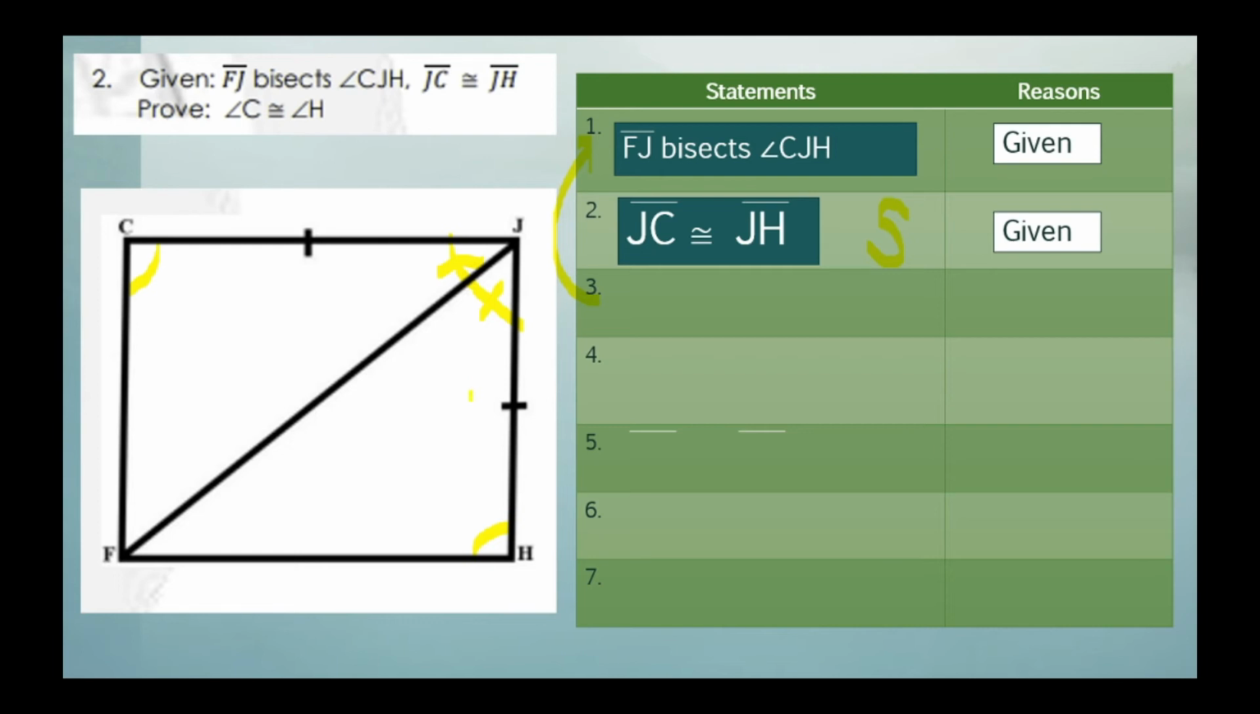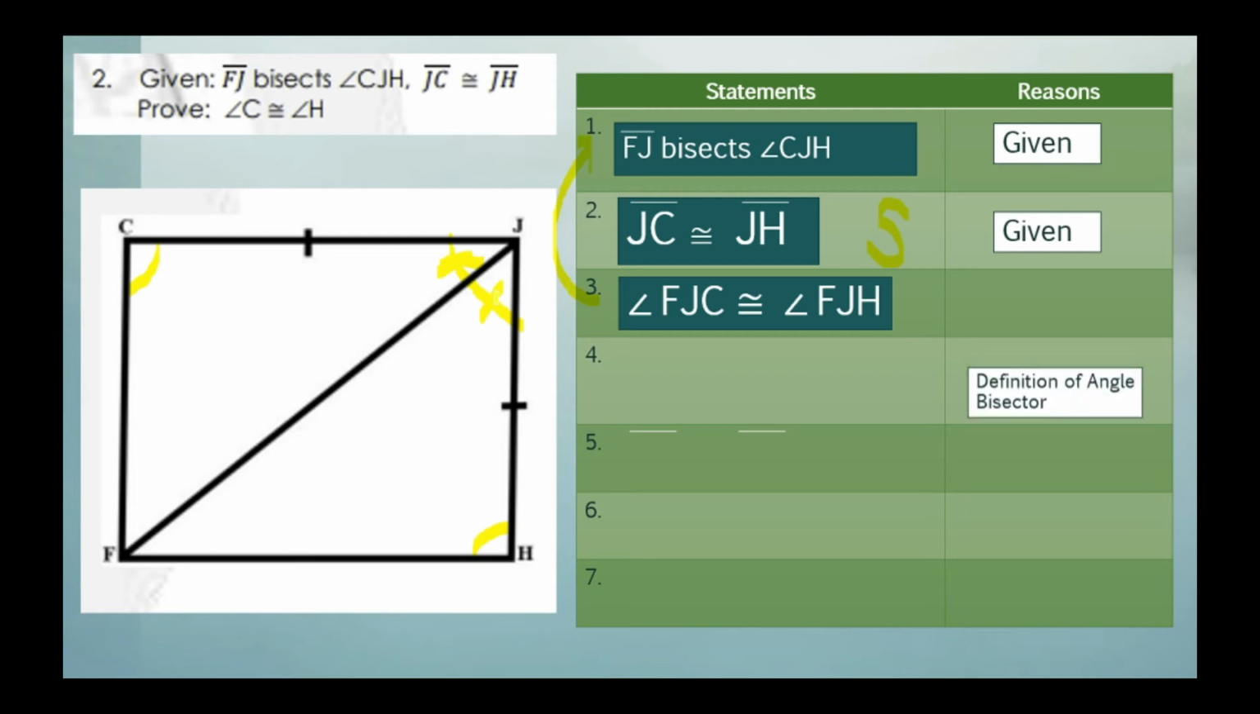Question, ano yung dalawang congruent angles? So, we can say that angle FJC, ito yung minarkahan ko ng isa, is congruent to angle FJH. Ito yon. Tanong, bakit sila congruent? Simply because si FJ bisects angle CJH, and that is because of the definition of angle bisector. Binisect si angle. So, we already have S and A. Okay? So, ang mga possible na lang na postulate na pwede natin gamitin to prove that these two triangles are congruent ay SAS or ASA.